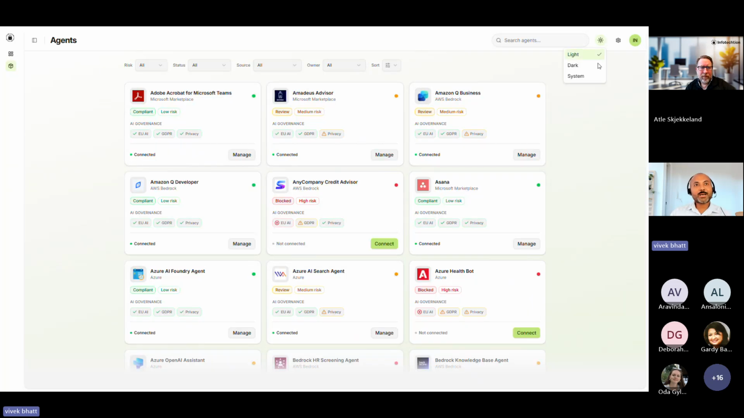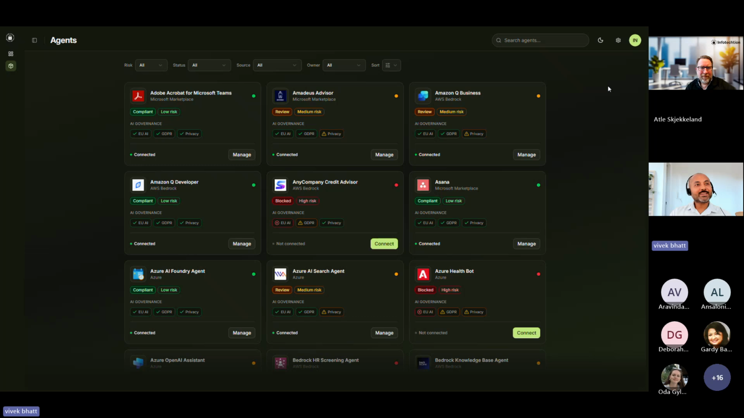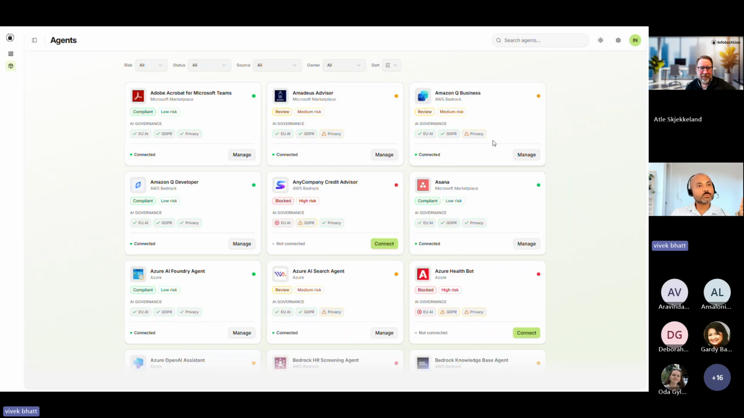Just for people who love dark theme, I quite like dark themes, so you also have a dark mode as well. You can change themes, etc., if you want to switch into a different color palette.